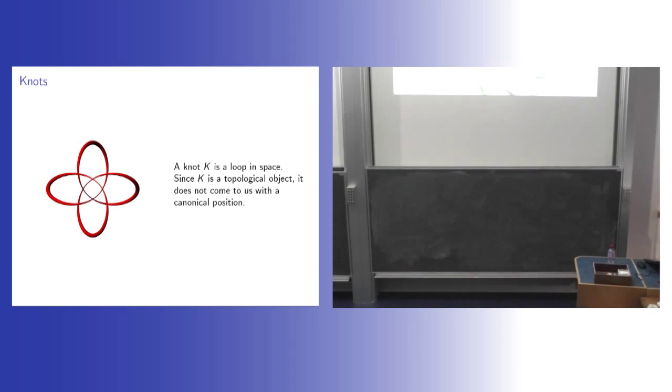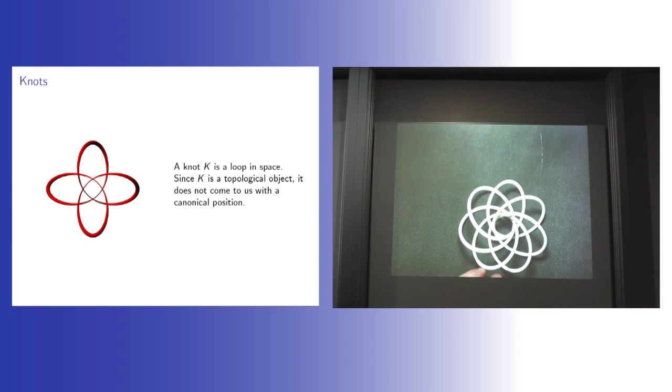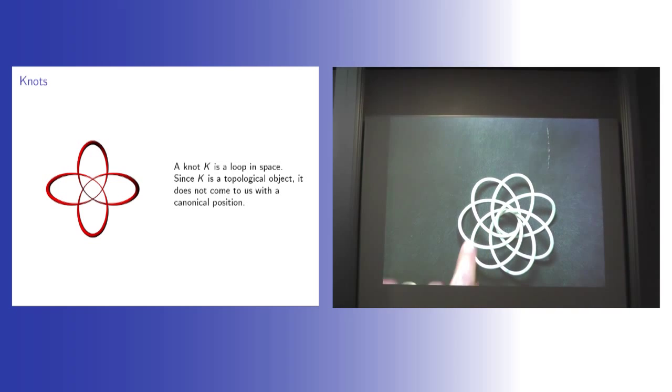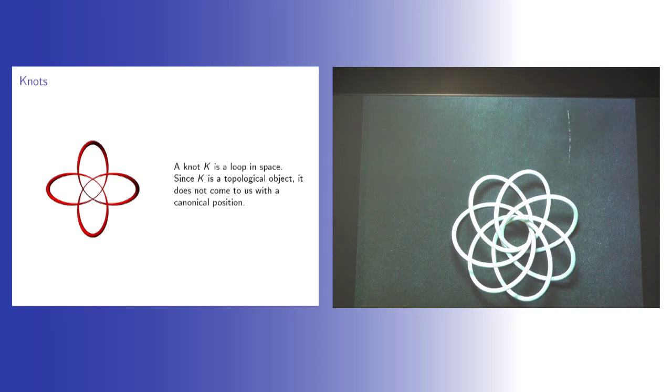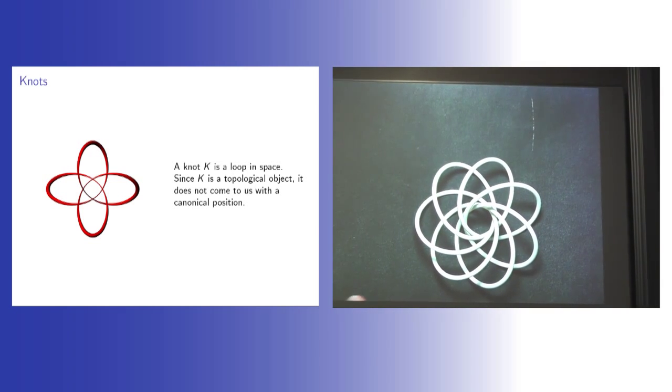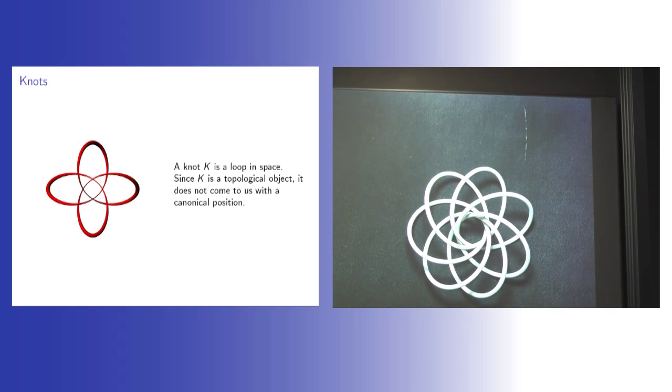So here's my knot. It's quite complicated, but if you follow it with your finger, you can see that it's a single loop in space. And just as it's defined, just as it's given to us, it's just a loop in space. So you can grab it with your finger and move it around. As long as it doesn't cross itself, that's the same knot, basically.